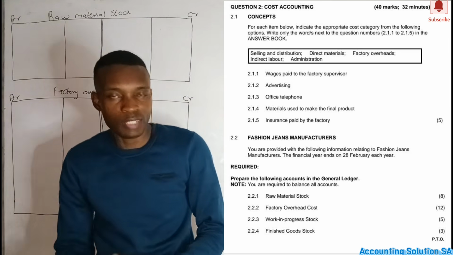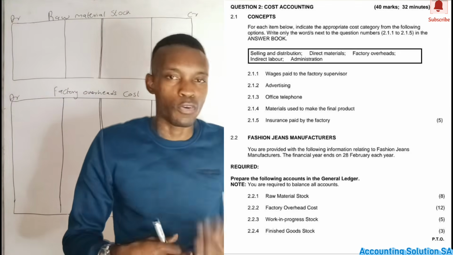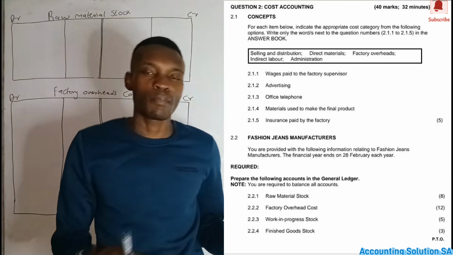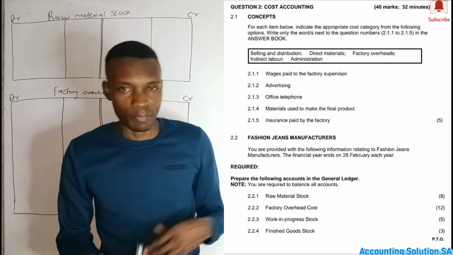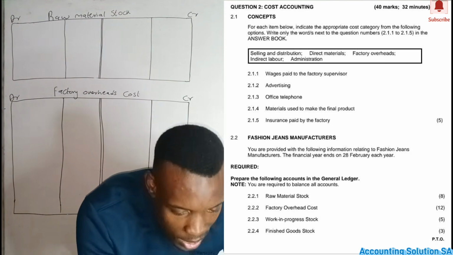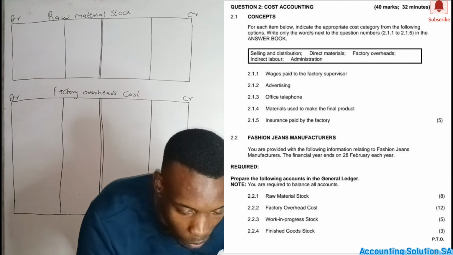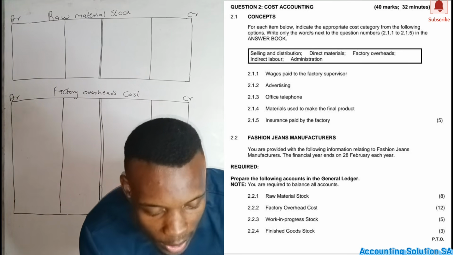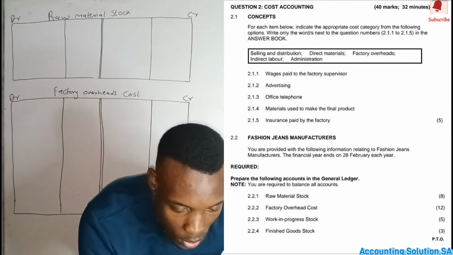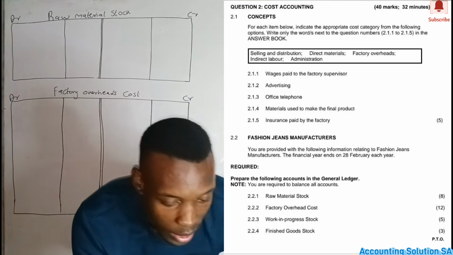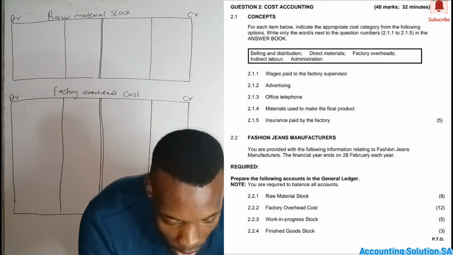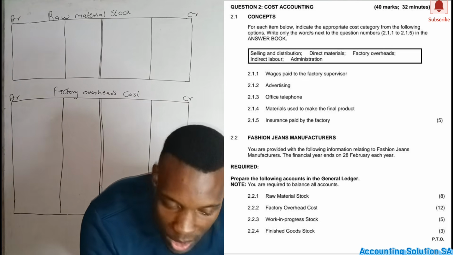Direct labor and direct material are those directly involved when they produce the goods that we are selling. When we talk about direct material, it's the major material that we use to produce our product. Factory overhead is indirect cost, such as indirect labor and indirect material and other indirect items, as long as it has been used in the factory. So let's go back to the question. Wage paid to factory supervisor is obviously factory overhead.